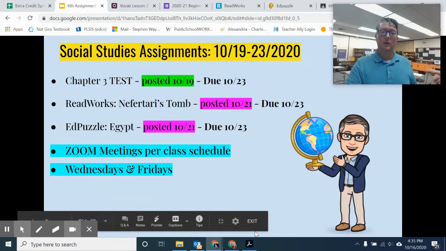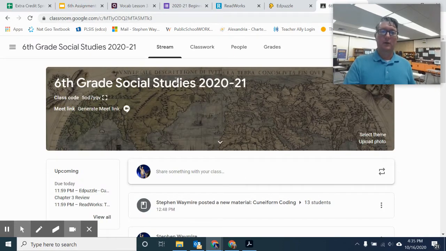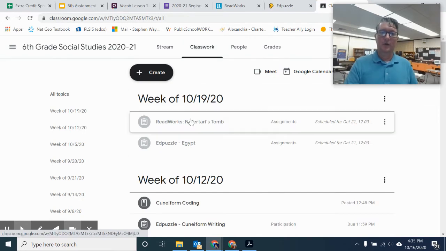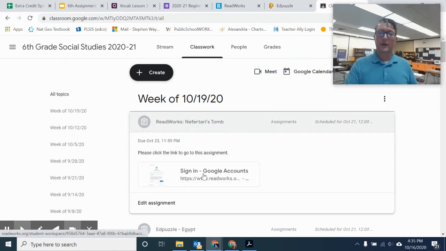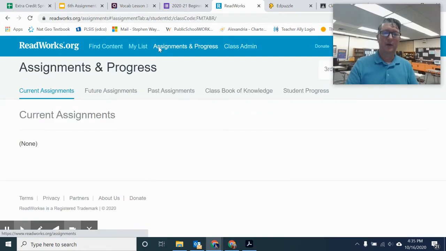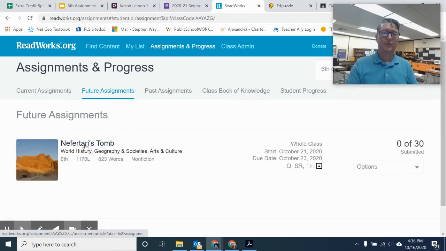In Google Classroom, which is over here, I'm going to go to my classwork tab. Then I'm going to click on ReadWorks, and then you will sign in. When you sign in, be sure that you log in using Google. That will get you to the right place. And then that's not what I was looking for. Assignments in progress. How about that? Future assignments. Here we go. I must be in the wrong class. Yes, I am. So, Nefertari's tomb.